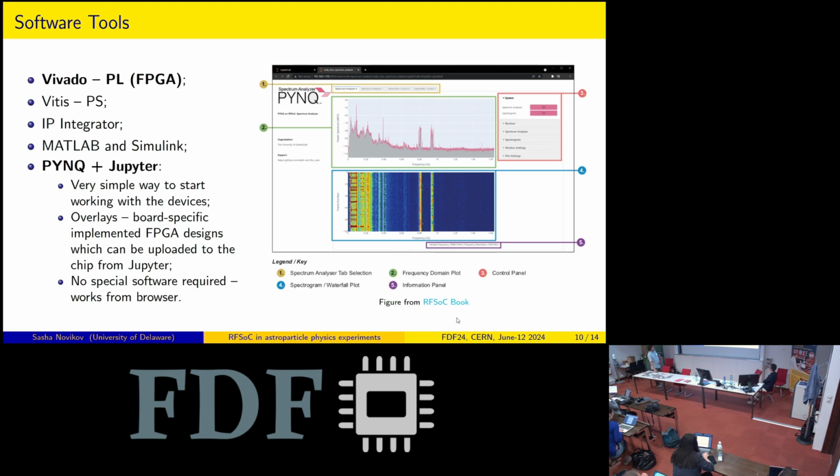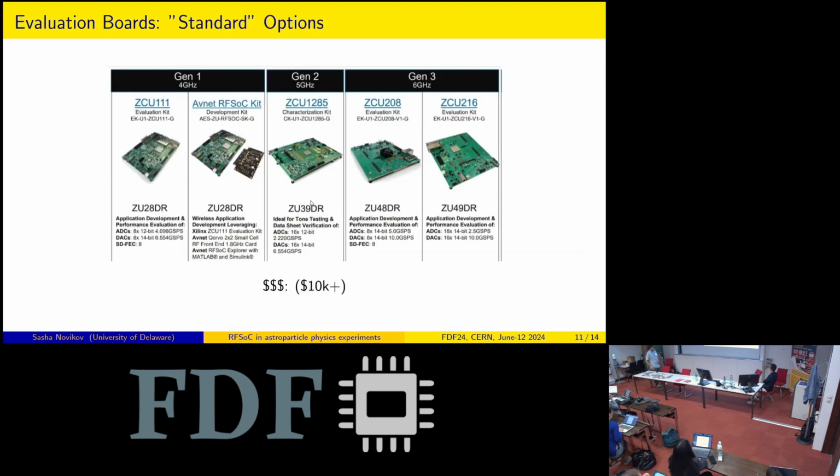All right, and there are a few evaluation boards for that, and most of them come directly from Xilinx. So you see the Gen 1, Gen 2, and Gen 3 boards, but they're rather expensive. Each of them is more than $10,000, which is, I mean, the chip itself is not cheap either, it's almost 10K. So it's quite pricey to start working with them right away.